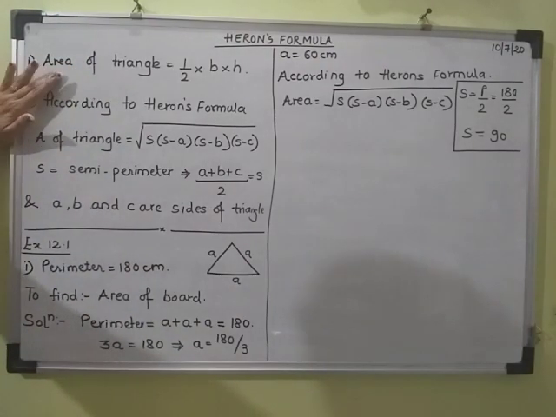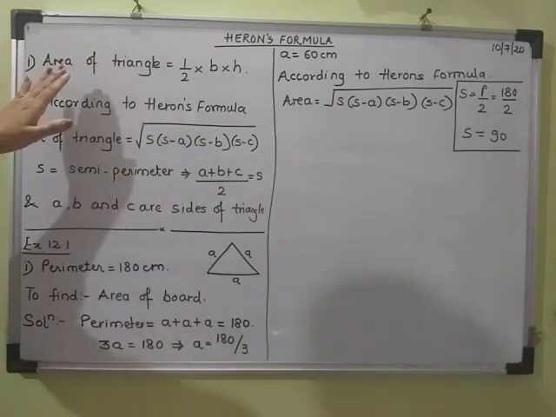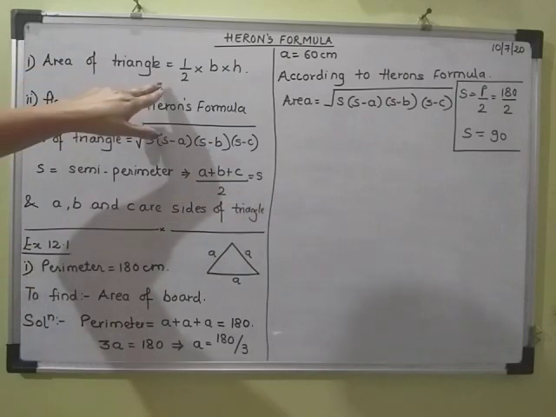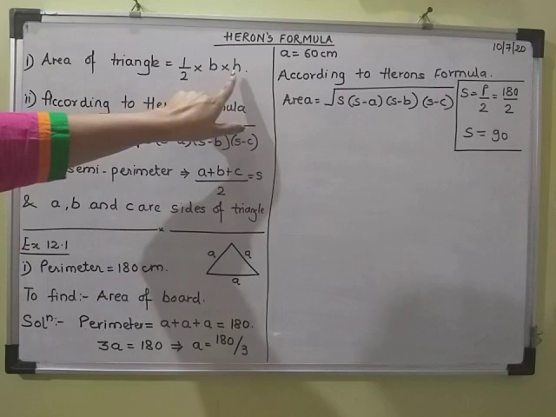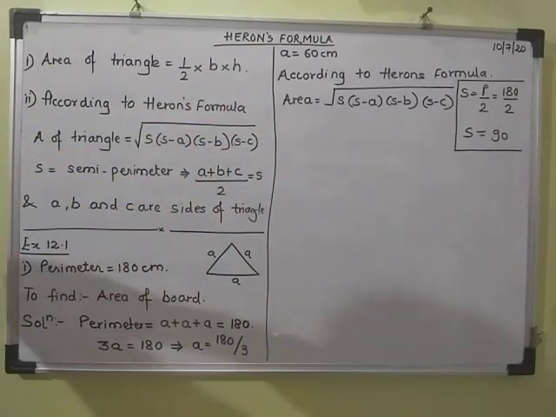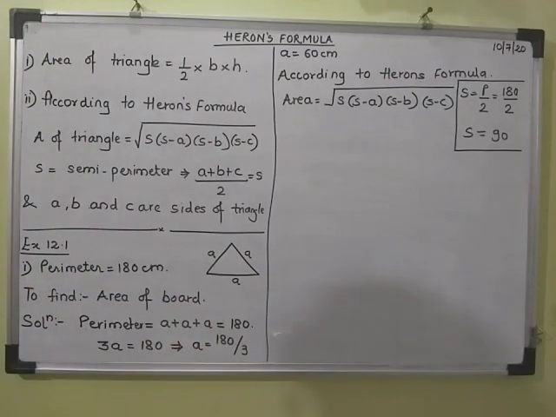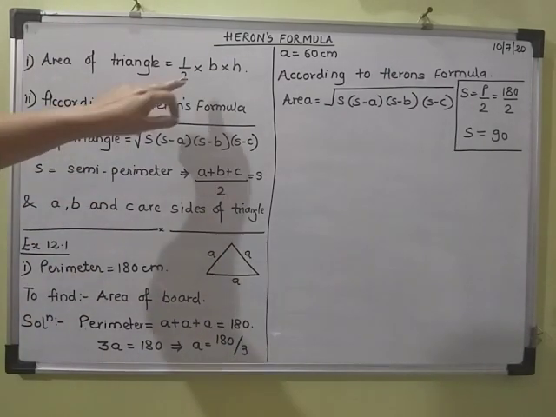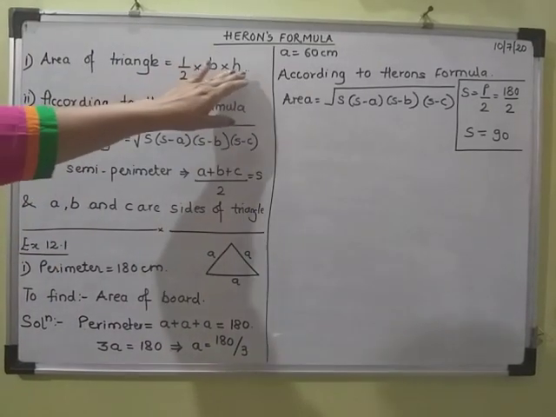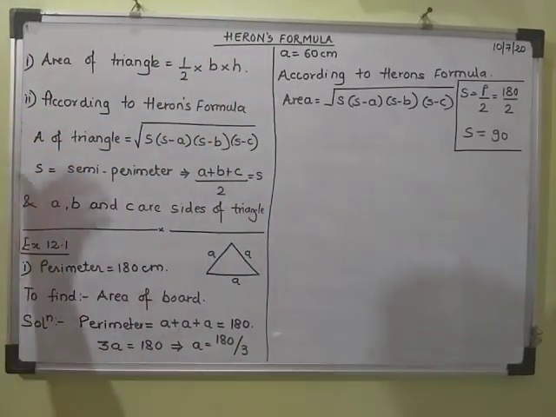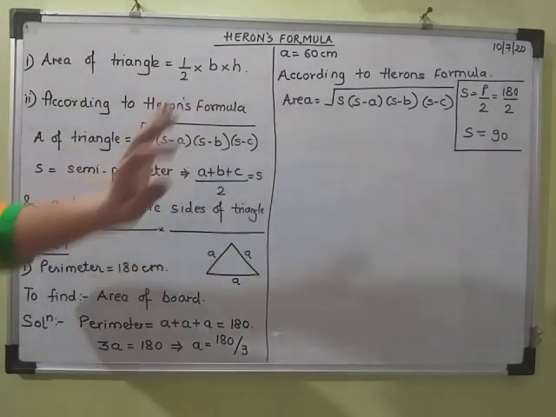Initially you have studied the area of a triangle. What is the area of a triangle? Any triangle's area we can calculate by using the formula half into base into height. But with this formula we can only find the area of those triangles whose base and height we know. If we don't know the base and height of a triangle, there is another way of finding its area, that is according to Heron's.